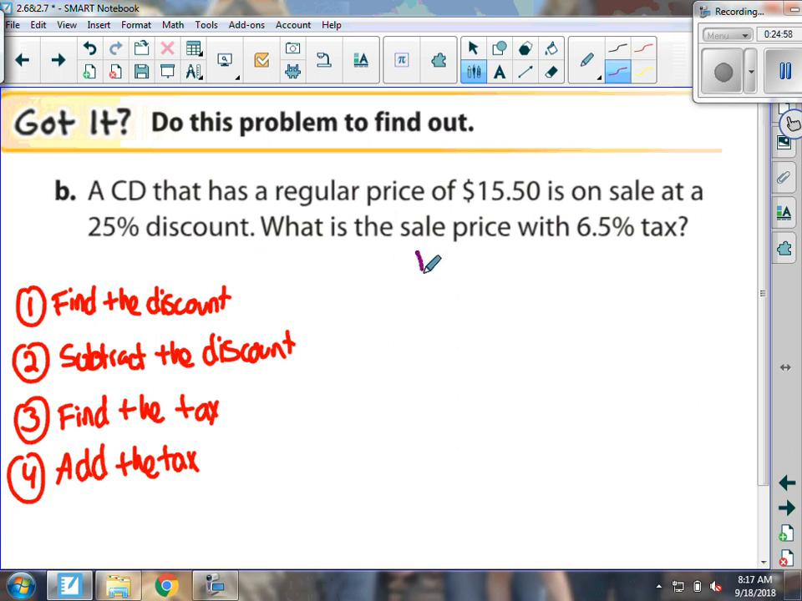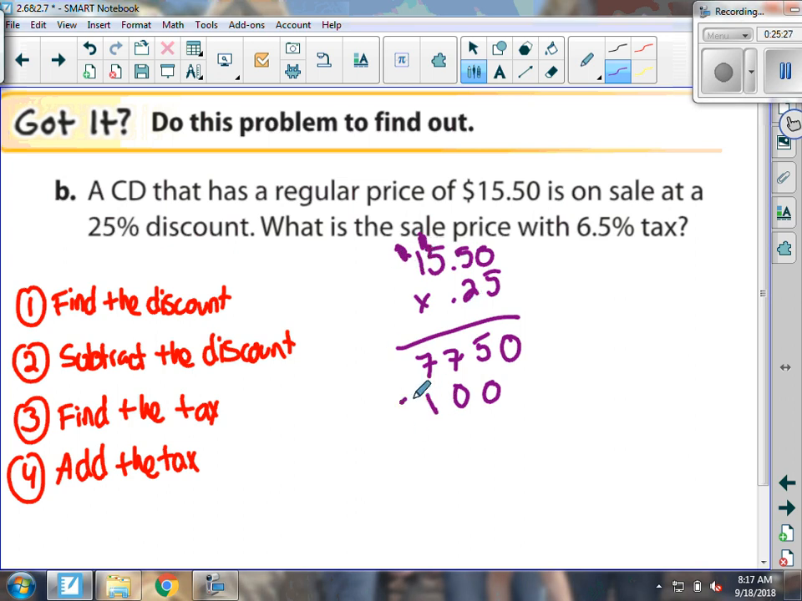So I want you to check your answers. So we're going to multiply 15.50 times 0.25. 5 times 0 is 0. 5 times 5 is 25. 5 times 5 is 25 plus 2 is 27. 5 times 1 is 5 plus 2 is 7. 2 times 0 is 0. 2 times 5 is 10. 2 times 5 is 10 plus 1 is 11. 2 times 1 is 2 plus 1 is 3.